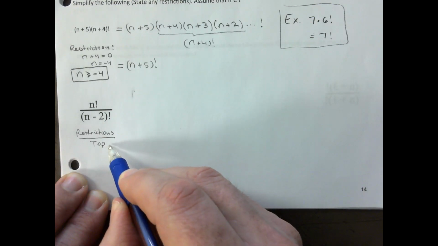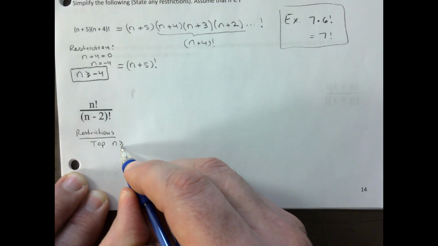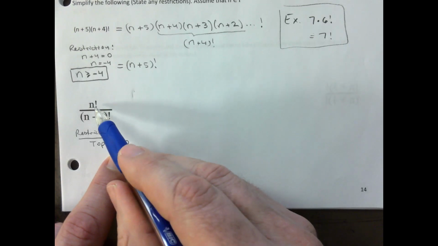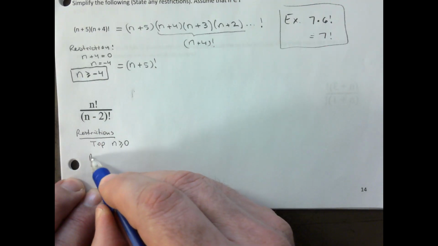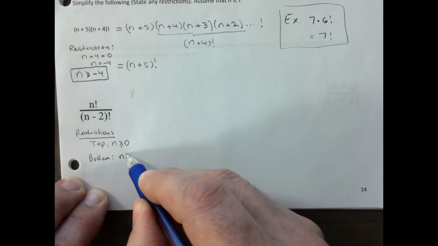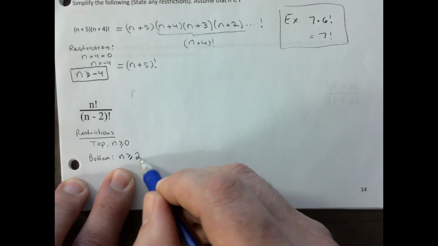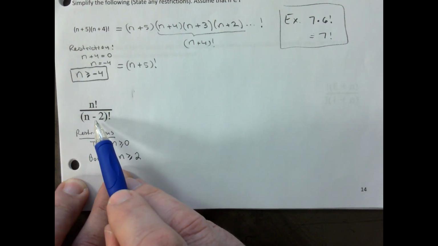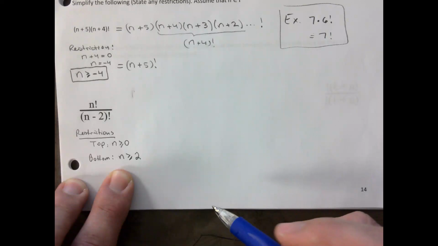Top, for the n factorial, n would have to be greater than or equal to 0. The n has to be 0 or greater for this to be valid. What about the bottom? N would have to be greater than or equal to 2, because if you have exactly 2, this turns to 0. That's all right, but it has to be greater than or equal to 2. You cannot have it less than that.